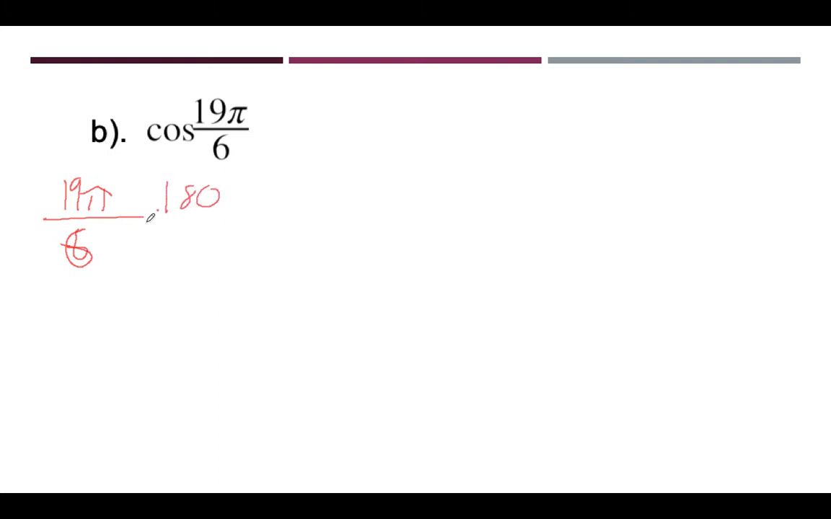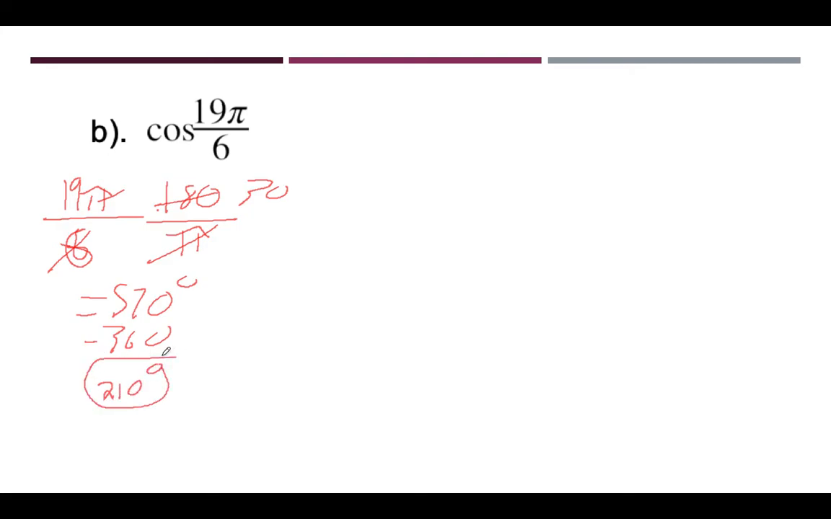Sorry about that. 180 over pi. Pi's cancel. 6 goes in 180 30 times. So you have 19 times 30, which I don't know off the top of my head. That equals 570 degrees. And so we need to find an angle coterminal with that. So let's subtract 360, if that's okay with you guys. And that gets you 210, which looks a lot better for us.